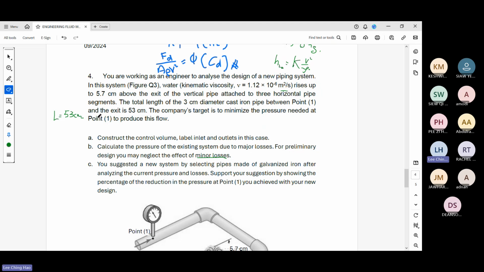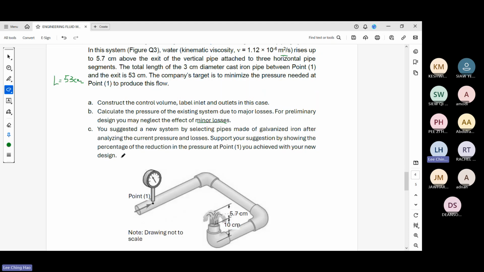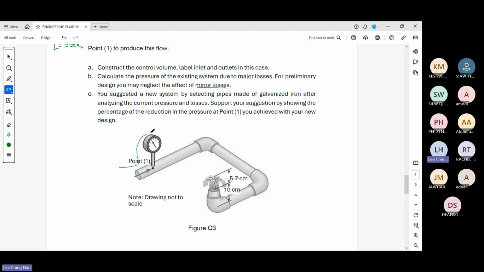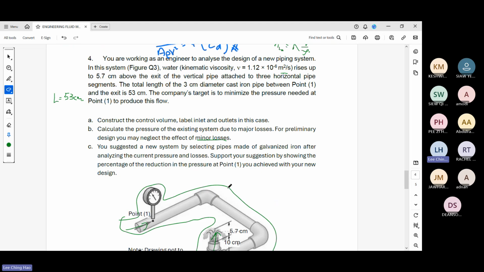The company's target is to minimize the pressure needed, which means to reduce the loss. So construct the control volume, and label the inlet and outlet. Of course, the control volume is whatever this is. This is the control volume. For this case there is only one inlet and one outlet. If you have two, then we have to do it differently. Then next is calculating the pressure.